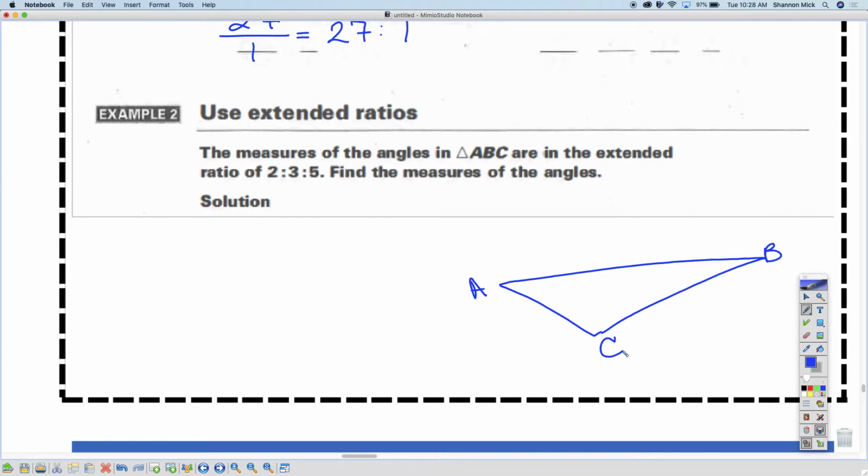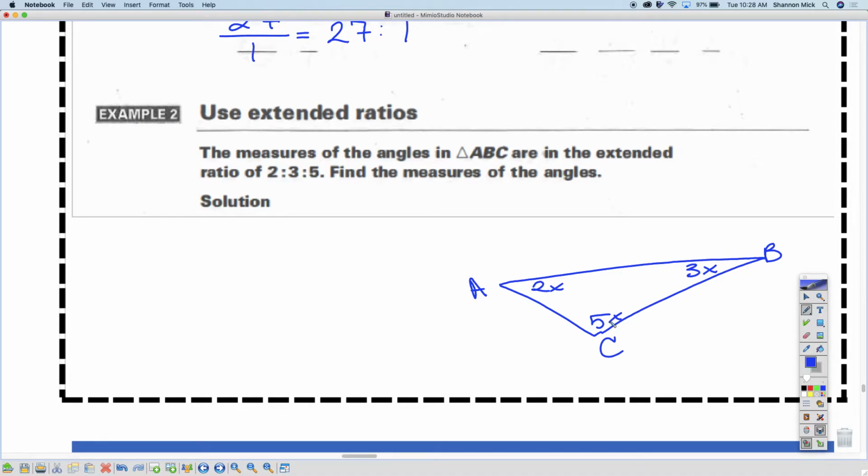Okay, so here's a triangle, yes? And my proportion is 2 to 3 to 5. That means I can multiply any number by 2, 3, and 5 as long as it's the same number, and I'm going to get the same ratio, right? So I'm going to put 2x and 3x and 5x. The reason I started with A is because it's labeled A, B, C, yes? So it's written in what order? A, B, C. Got it?